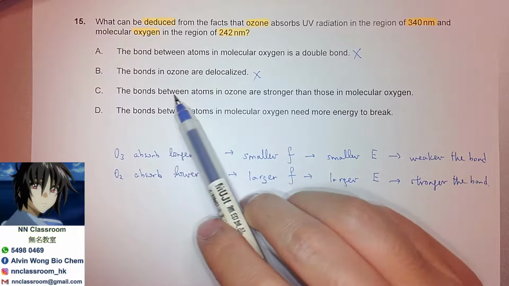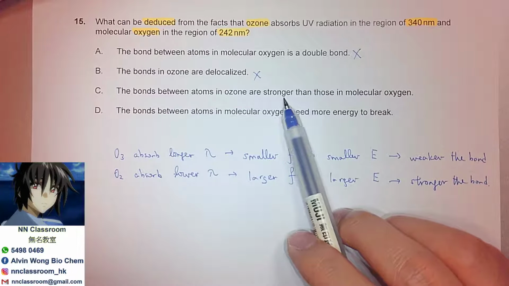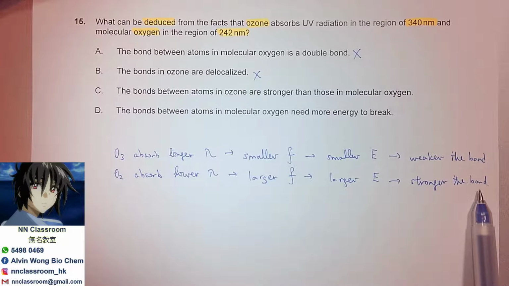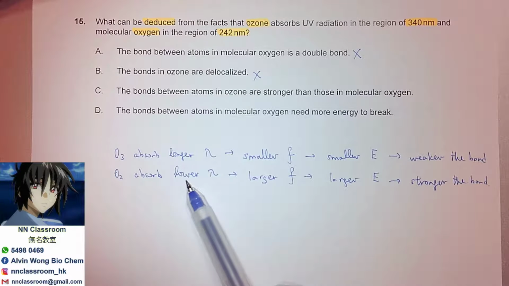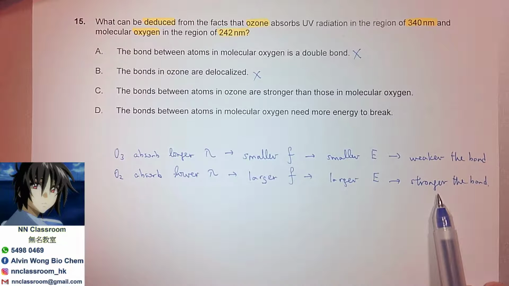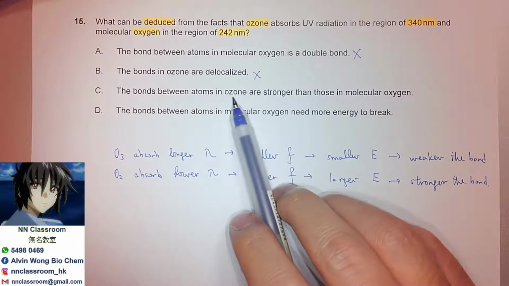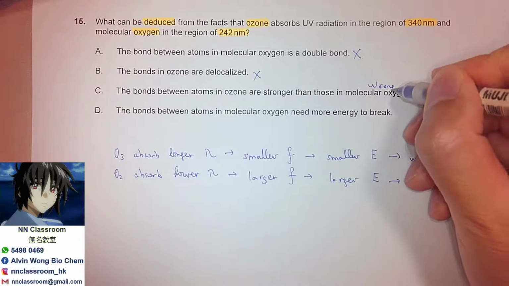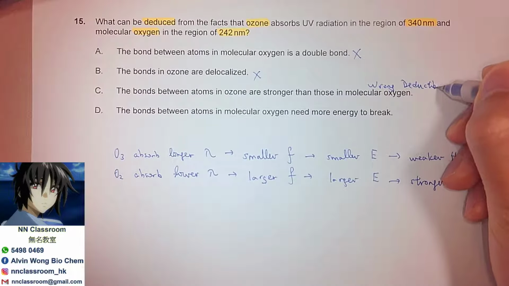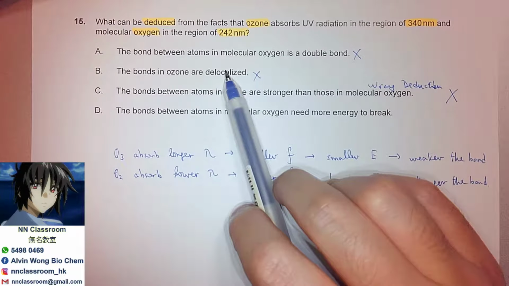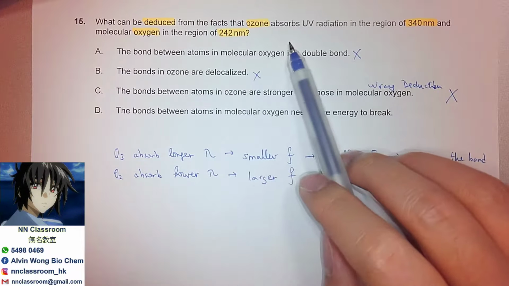For C, the bonds between the atoms in ozone are stronger than those in molecular oxygen. This comes from our deduction, but with the opposite result. Based on our deduction, O2 has the stronger bonds, but not O3. So you can't say ozone has stronger bonds; that is a wrong deduction. But A and B are incorrect because we don't know based on the given information.